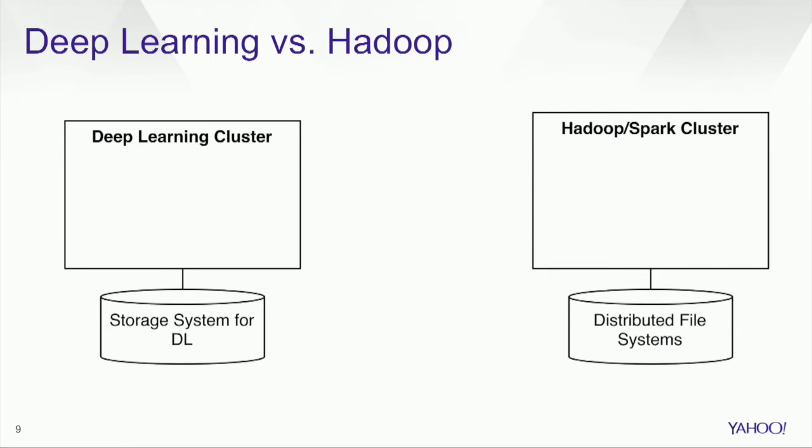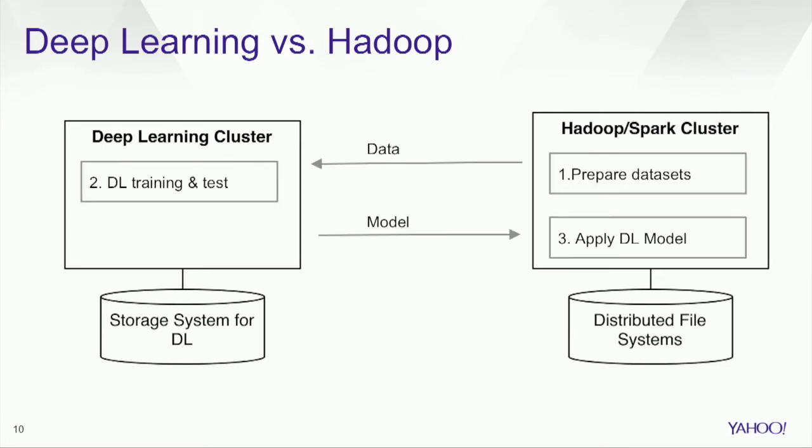Before CaffeOnSpark, we used to do our distributed deep learning using multiple clusters. We had a Spark cluster and a deep learning cluster, and we did the preparation of data sets and applied the inferencing on the Spark cluster, and did our deep learning and testing on the deep learning cluster. Then we used to exchange the data between the two. So this was very unscalable, unmanageable, and difficult to work with.